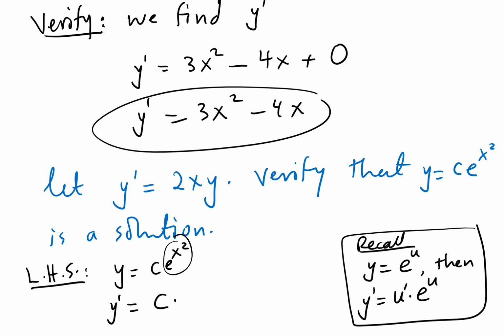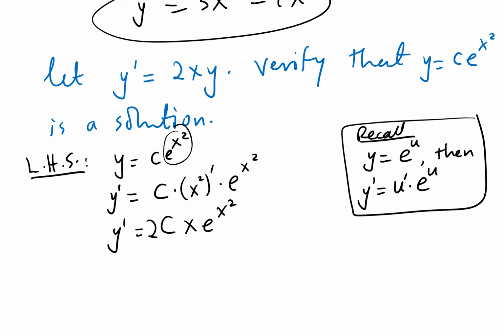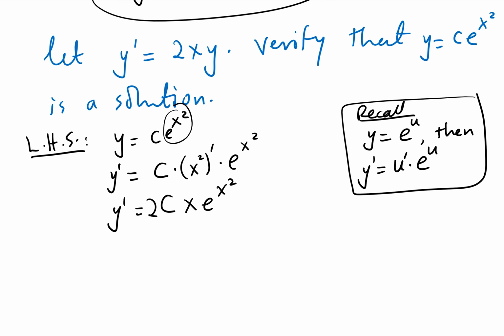What's the derivative of this? Well, it's the derivative of the exponent times itself. So the derivative of the exponent is 2x, so 2x times ce^(x squared). That's the left hand side of the equation. I'm going to look at the right hand side and see if they match or not. The right hand side is 2xy.